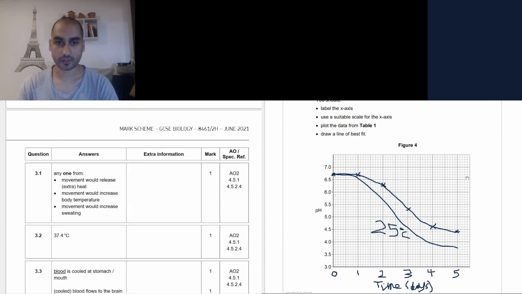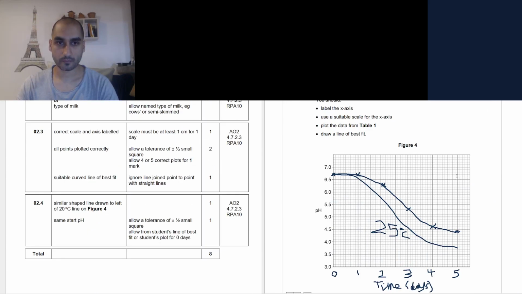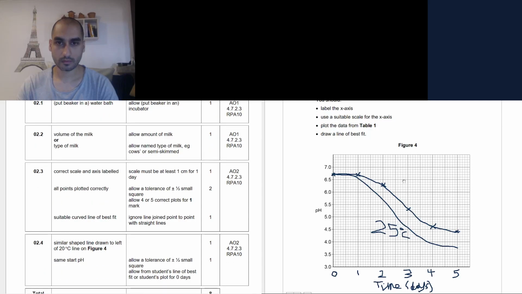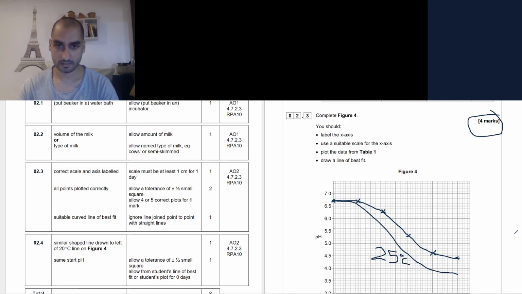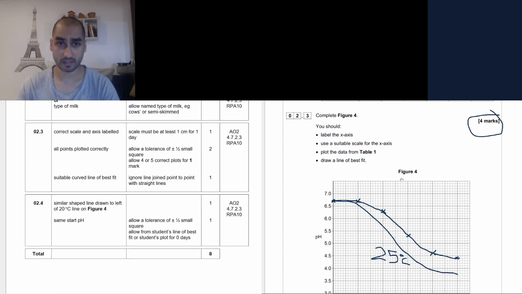Alright. Draw a graph. Correct scale and axis labeled, all points plotted correctly. They don't show a diagram of what it's supposed to look like. Fine. I think I plotted it correctly. I'm giving myself the 4 marks. And I did a beautiful best fit line. Look at that. And it should be curved. It was curved. Allow tolerance. Yeah, I think I definitely deserve those 4 marks.